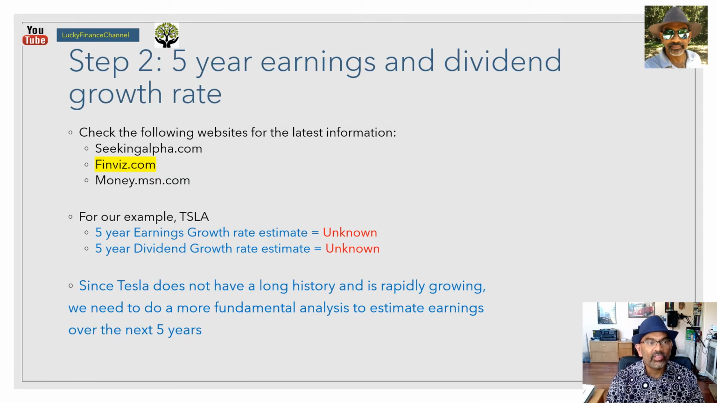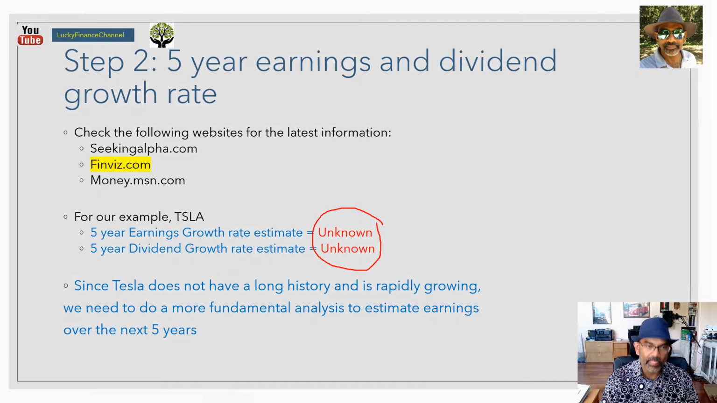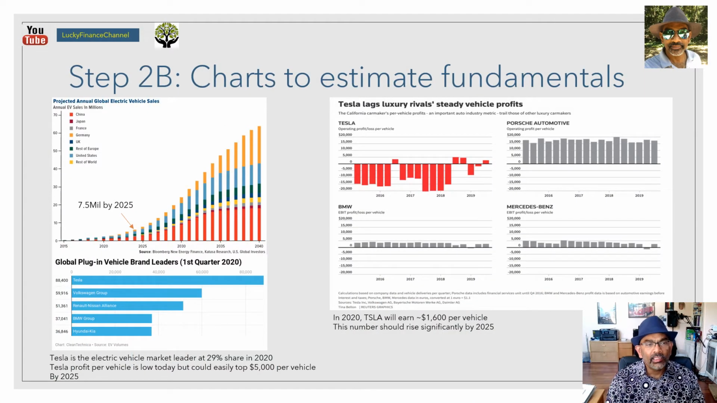Let's look at the 5-year earnings and dividend growth rate. This is where it becomes more challenging because, as I mentioned, Tesla does not have a history of earnings growth and dividends, and so it's really unknown at this point. So we have to do a much more fundamental analysis, which we will do right now. I researched the internet and got some information that we can use to calculate or estimate the earnings in 2025.